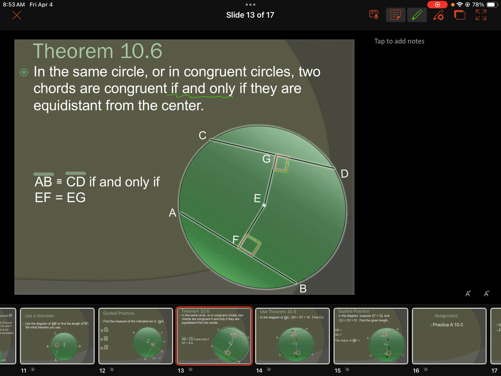These two chords, segment CD and segment AB, they have to be congruent if they're equidistant from the center. So if these segments are congruent, then the chords are congruent. And vice versa, because it's a biconditional. If the chords were congruent, then those distances from the center, they would be congruent too.